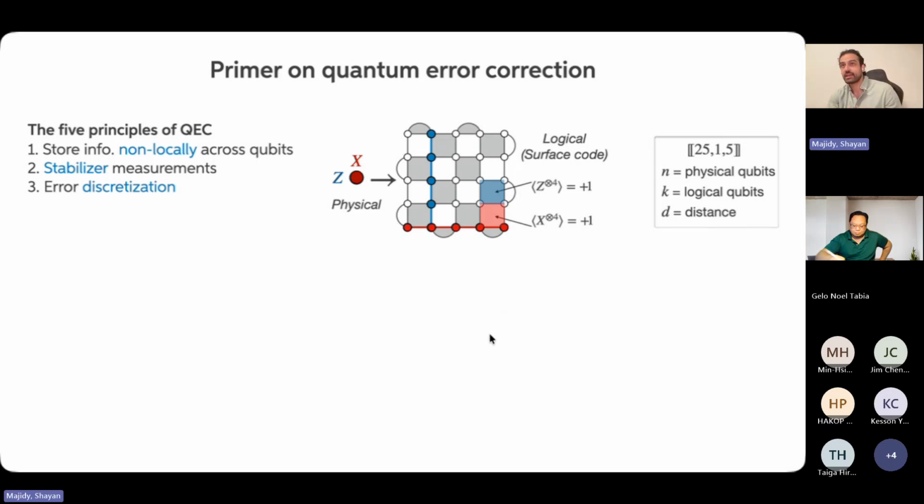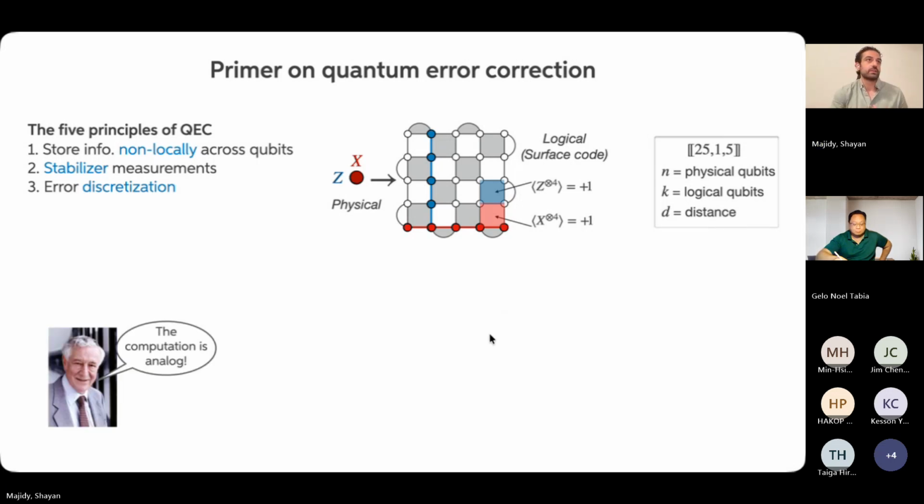The third is that the errors are discretized. So I mentioned in the early days of quantum computing, people had a lot of objections to it. And one of them was that computations seem analog. And if you know anything about analog computing, you'll know that analog computing classically is incredibly powerful. But the thing that really kills it is that error correction is not practically viable. And that's because the errors are continuous.